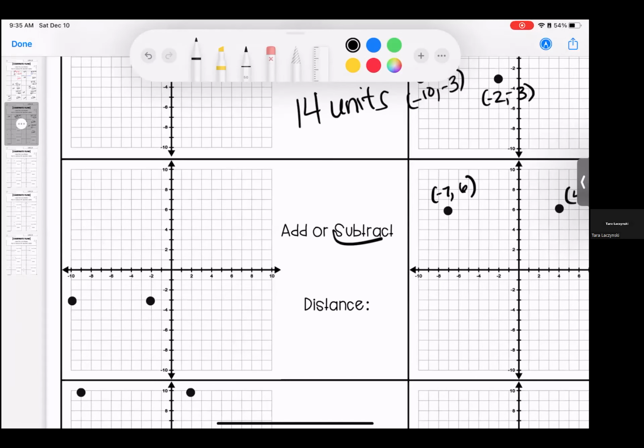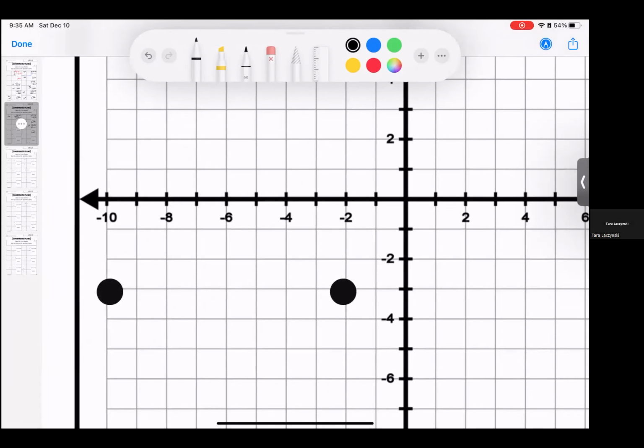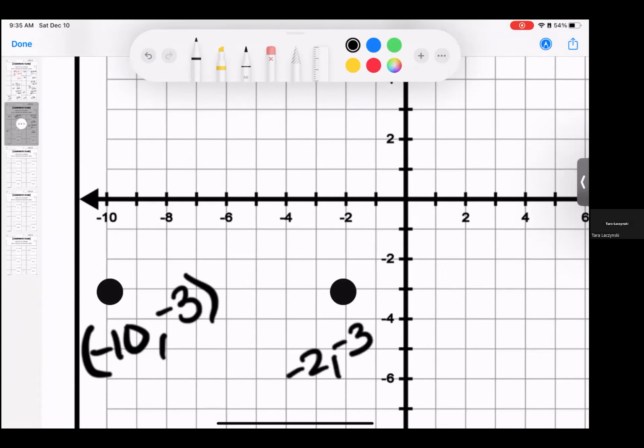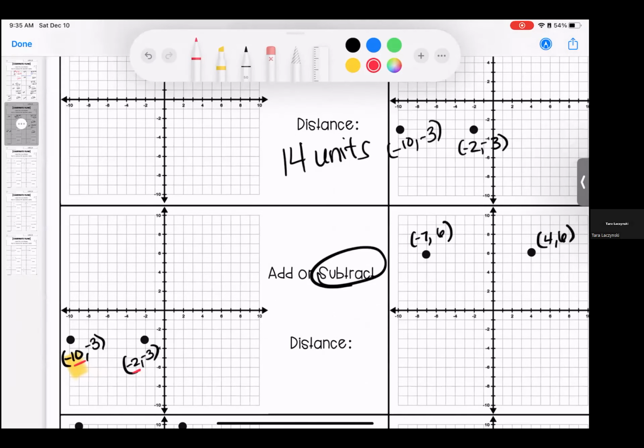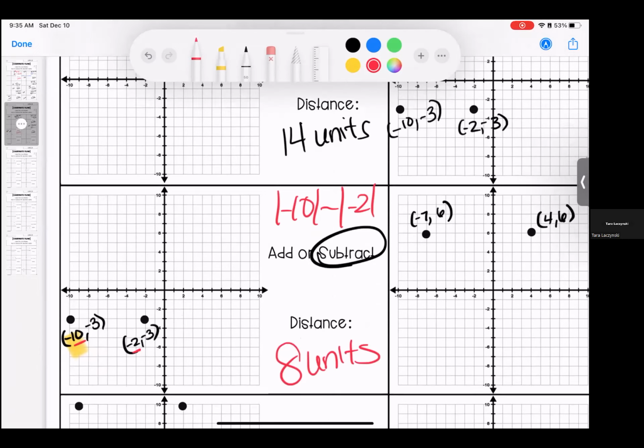They're in the same quadrant, so we subtract. Let's see where they are. We have negative 10, negative 3, negative 2, negative 3. So what we're looking for is our negative 10 and negative 2. They're the absolute values we're going to be subtracting. So negative 10 minus negative 2 gives us a distance of 8 units.